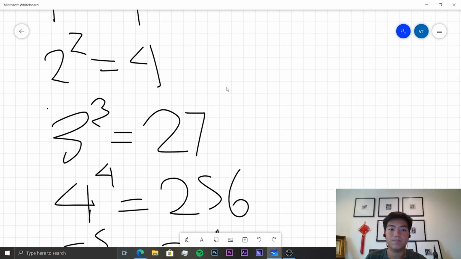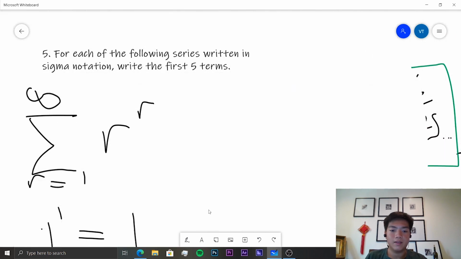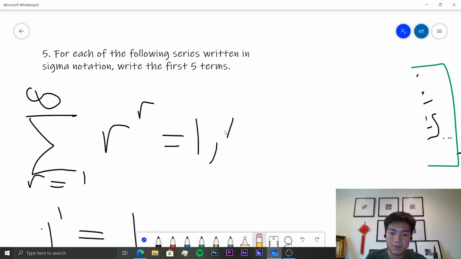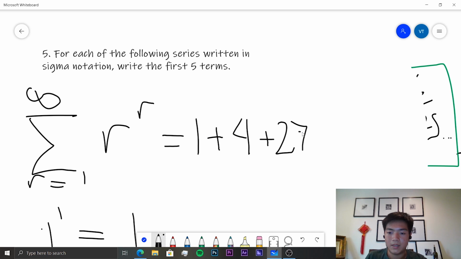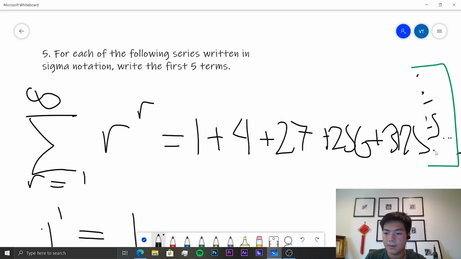So if we go up here, and we now want to have the first 5 terms, plus, because it's a series: 1 plus 4 plus 27 plus 256 plus 3,125. And that will be our final answer.